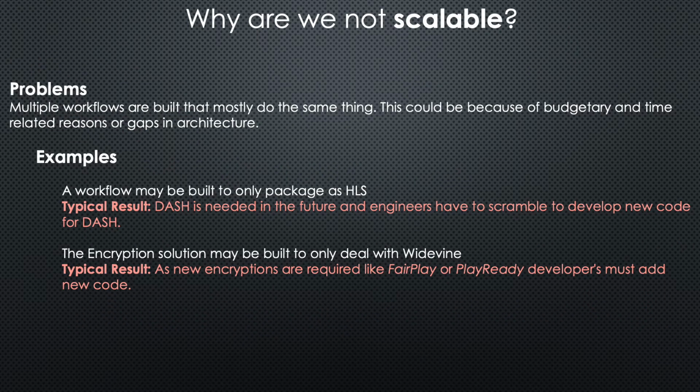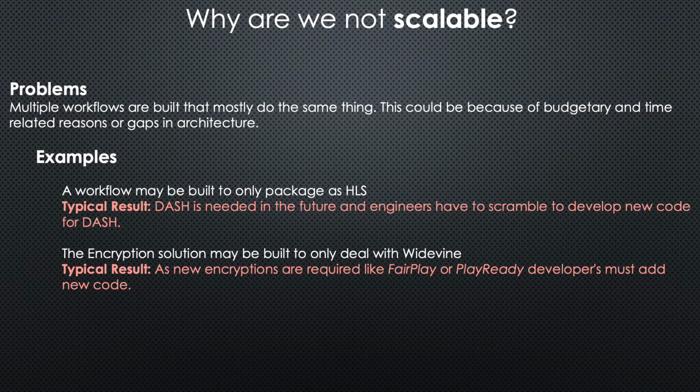So what about scalable? Again, here's some examples. Maybe a workflow is built from the ground up only to package HLS. The reason might be because there were requirements in the beginning that required only HLS, or maybe budgetary reasons of only doing HLS for now. A result might be, though, that in the future, of course, Dash may come up and may often come up. And engineers at that point will need to scramble and develop new code to get Dash working.